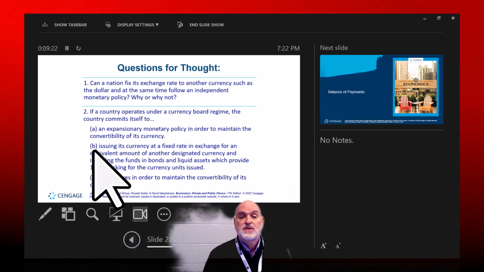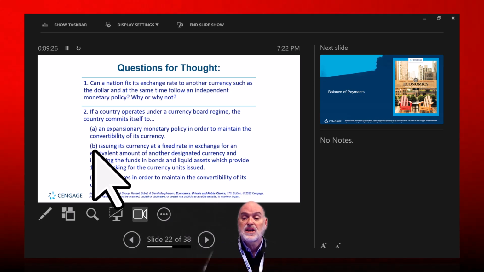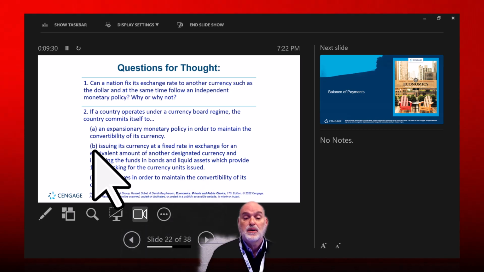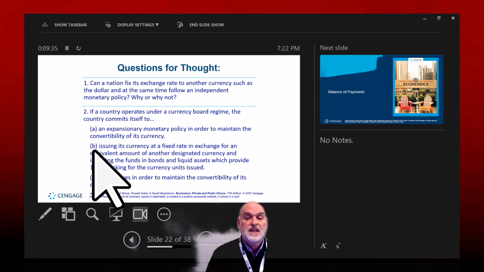Here are some questions for thought. Number 1, can a nation fix its exchange rate to another currency such as the dollar and at the same time follow an independent monetary policy? Why or why not?